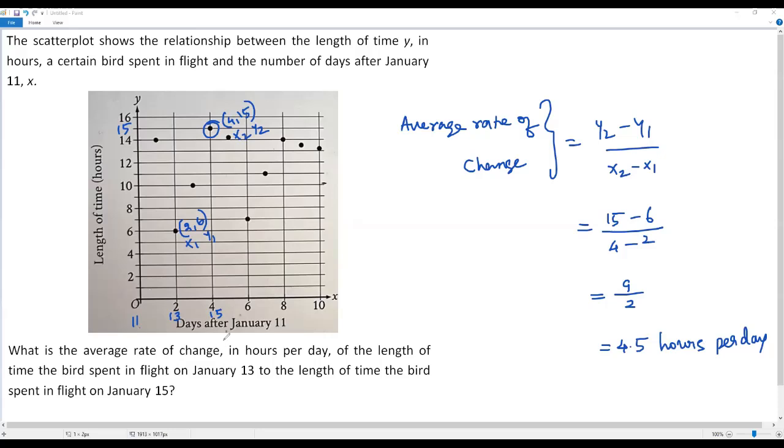So the average rate of change of the length of the time the bird spent in flight from January 13 to January 15 is 4.5 hours per day.